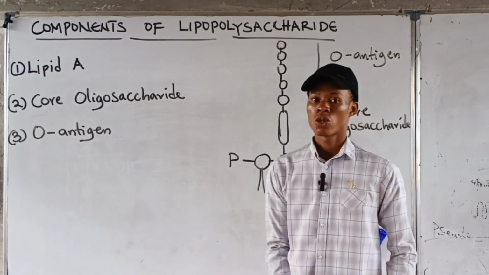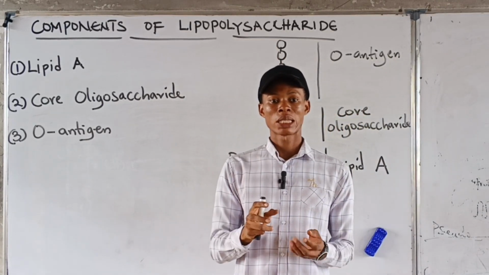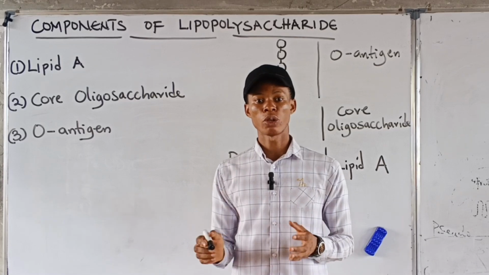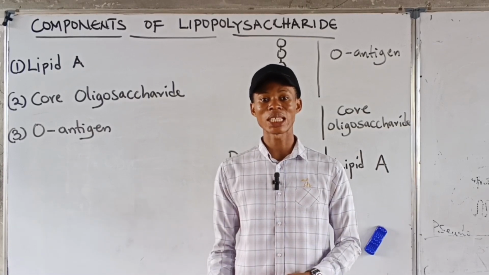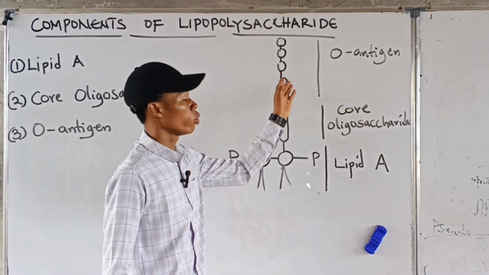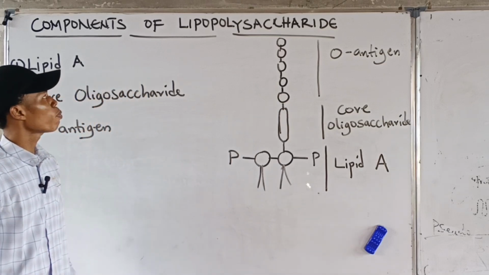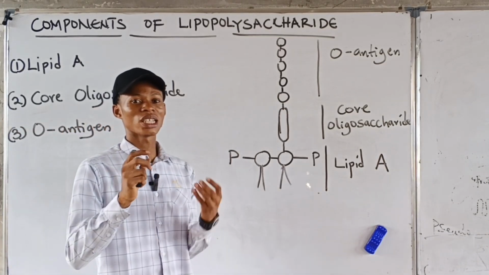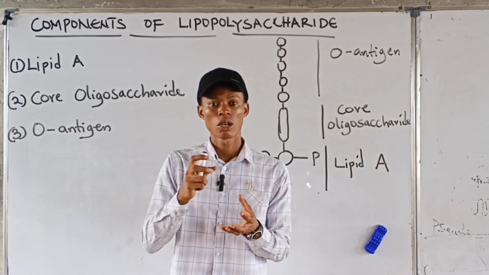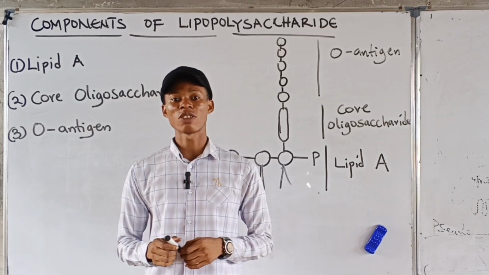Today I'll be looking at the components, the parts, the structure of lipopolysaccharide. Then in our next video, we'll look at the synthesis of lipopolysaccharide. Now, lipopolysaccharide is an integral part of the cell wall of gram-negative bacteria.